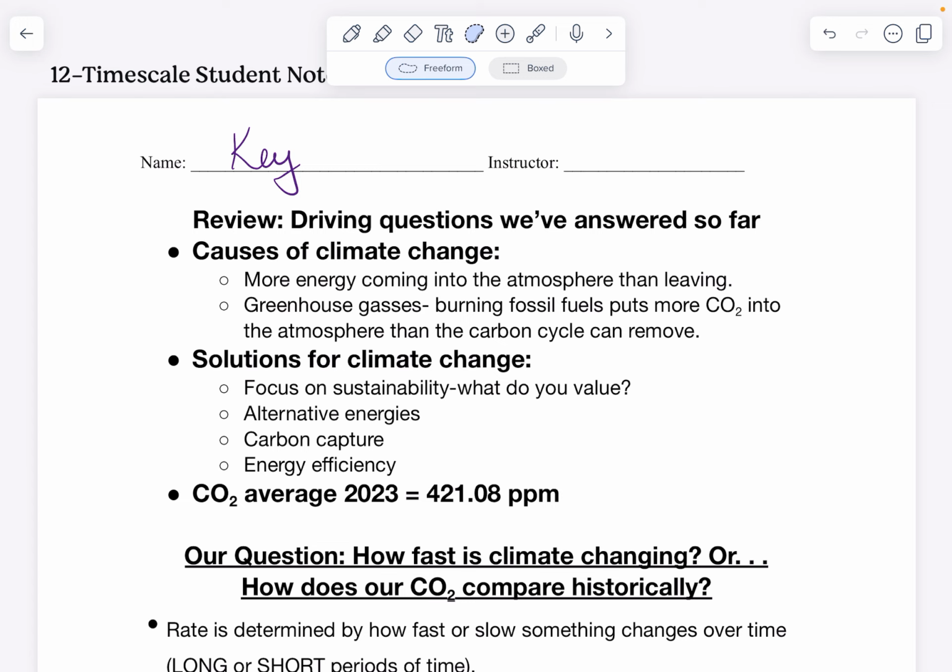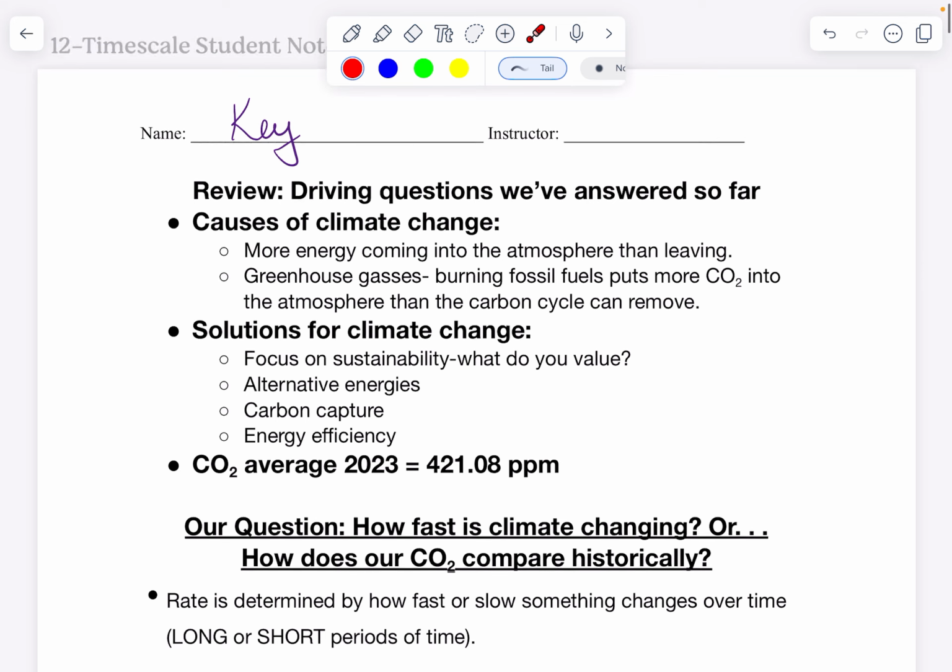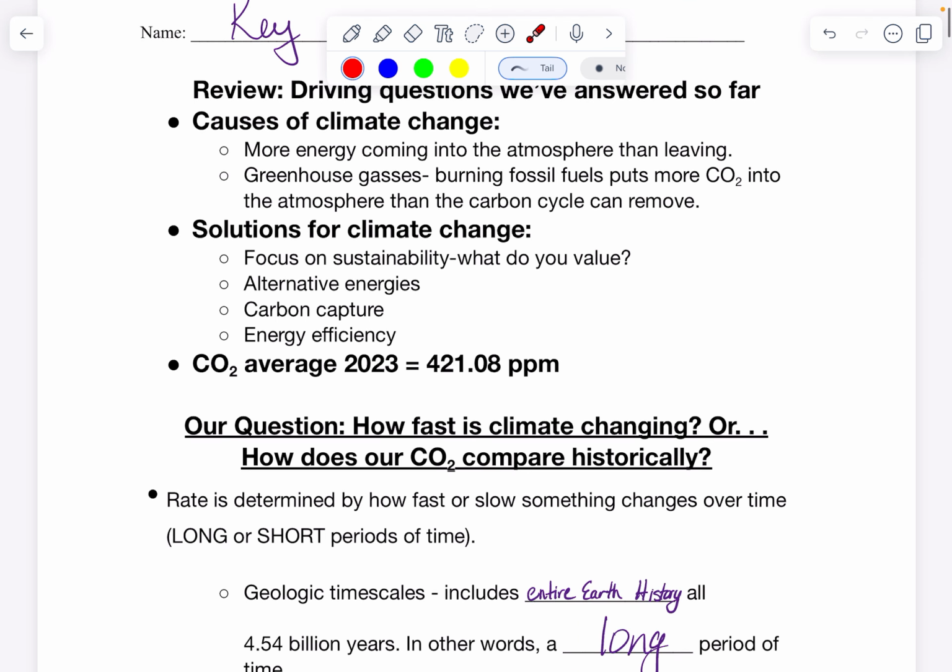So far we've been talking about all sorts of things in climate change. We talked about causes: the causes of climate change are usually more energy leaving the system or coming into the system of the atmosphere and surface of the earth. Right now, we have more energy coming in than leaving, and that's largely due to greenhouse gases. We've also investigated how we can trace that carbon dioxide directly back to humans and fossil fuels. We've also started to think about solutions for climate change.